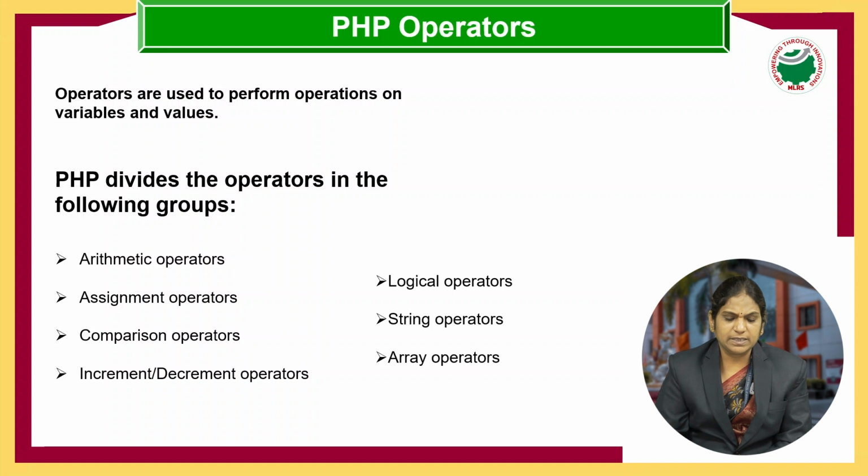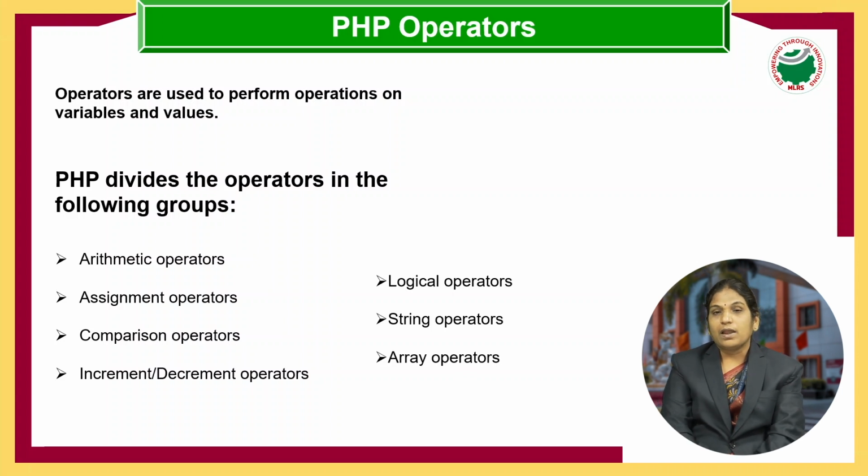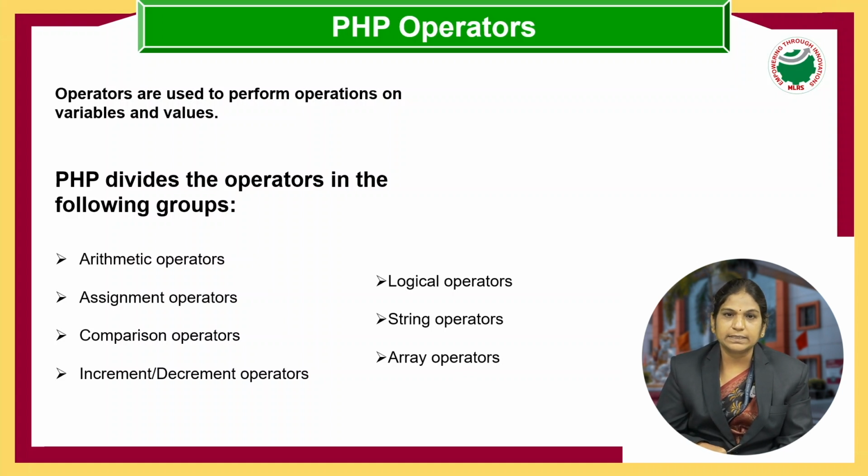And the last topic in this session is about PHP operators. Operators are used to perform some operation on the operands, that is the values and the variables. PHP divides the operators into different categories: arithmetic operators, assignment operators, comparison operators, increment and decrement operators, logical operators, string and array operators. So, what are the different types of PHP operators? Arithmetic, assignment, comparison, logical, array, string and increment and decrement operators. Let us see them one by one.